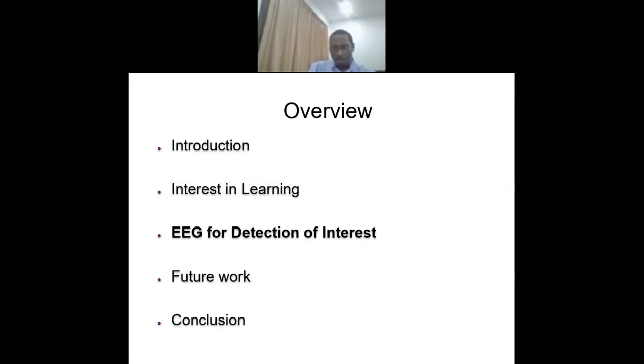Okay, so that's for the interest in learning. Now, the main work that I would like to present over here is the EEG for detection of interest. So why we go for EEG, and what exactly we want to do with this in terms of practical applications.